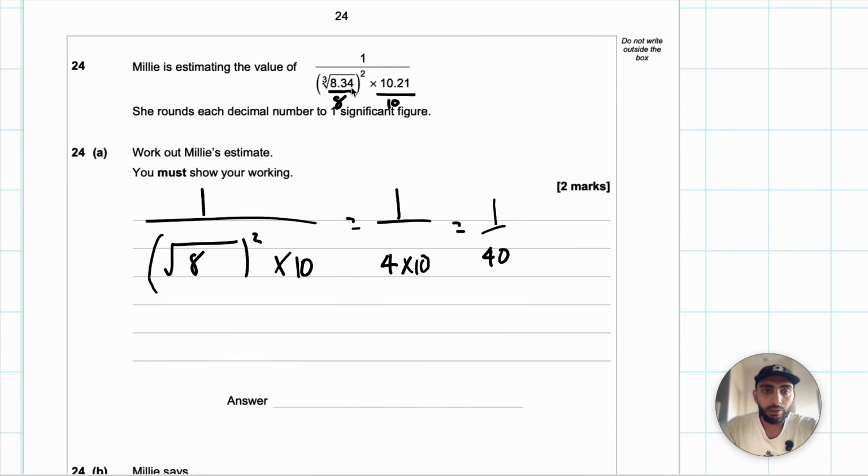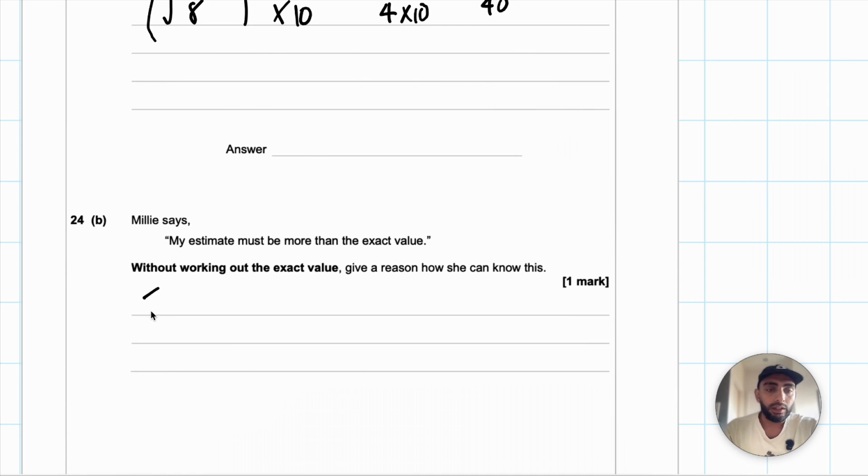If we take a look at both of these numbers, we've rounded both of them down. That's gone down from 8.34 to 8. That's gone down from 10.21 to 10. So if we're dividing by a smaller number, we're going to end up with a larger answer. So we can say the divisor has decreased, therefore the answer will increase.